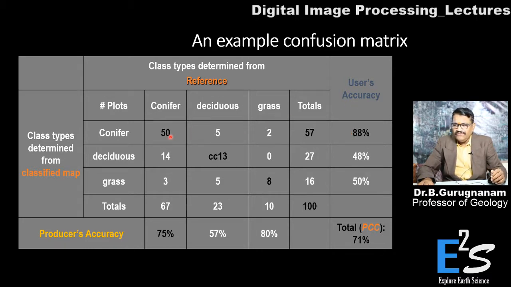But the conifer is also distributed in the classified images as 14 in deciduous and 3 in grass. So this is 75% producer accuracy. This is how the accuracy is taken, and then the cross diagonal total, 71%, is the accuracy assessment.